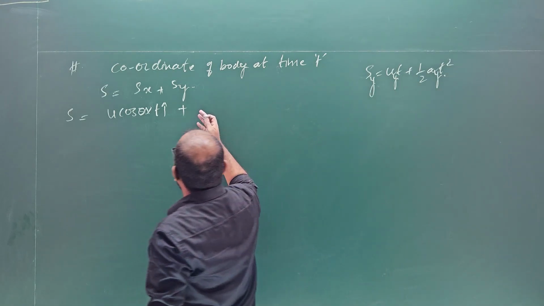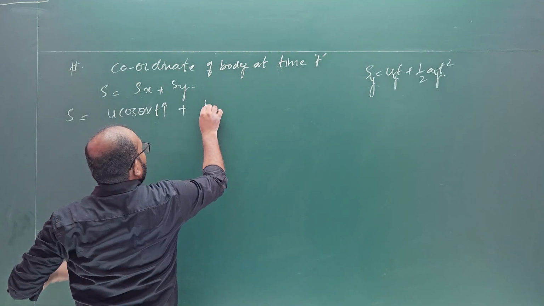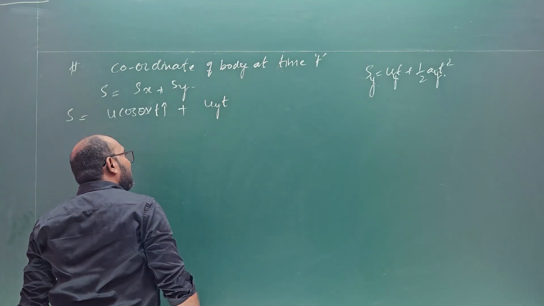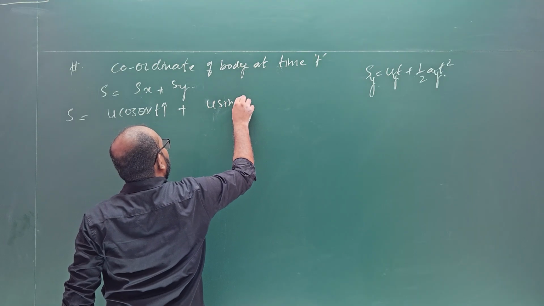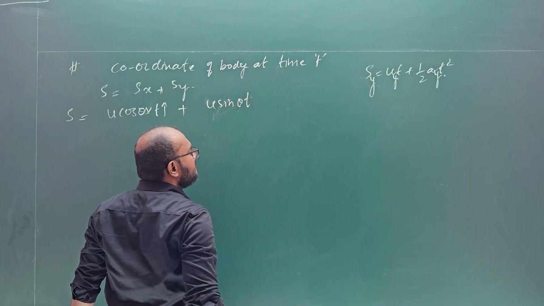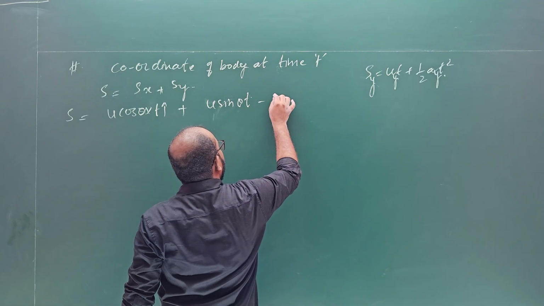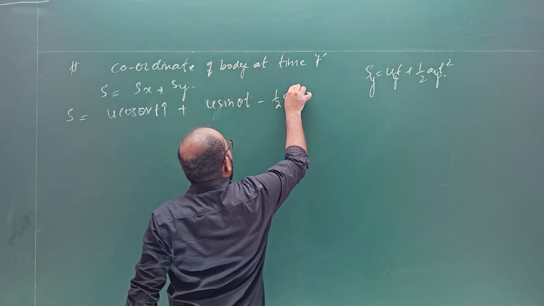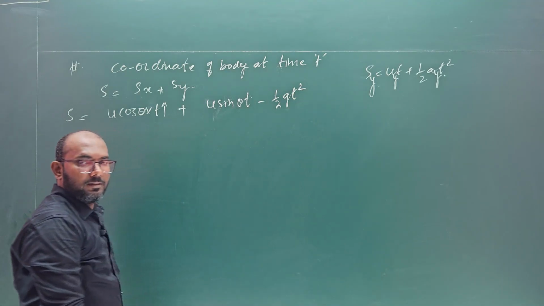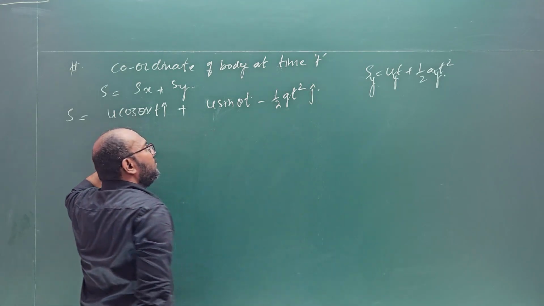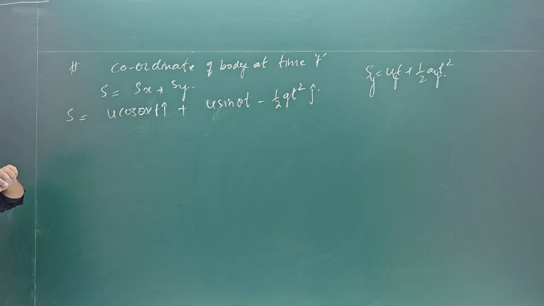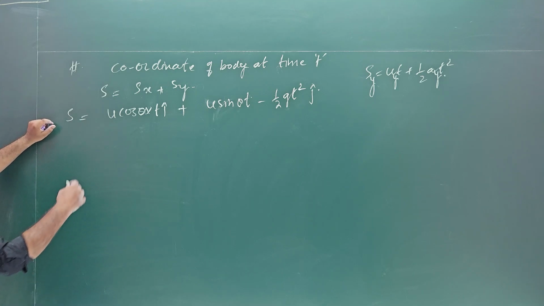Substituting this value over here, then can I write uyt, or uy can also be written as u sine theta t minus, can I write phi t square? No, generally write half gt square only. Okay, so this is your along x-axis and this is your along y-axis. Can we find the coordinate? Yes, we can find the coordinate by using this, and we can also find the displacement.